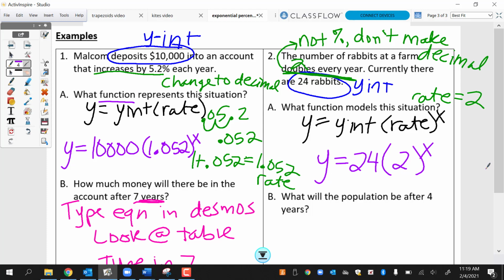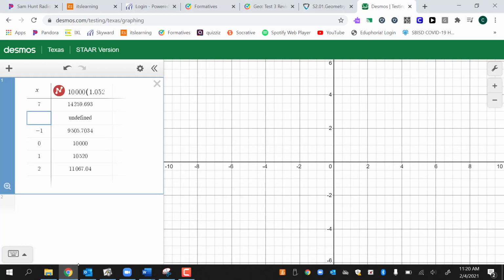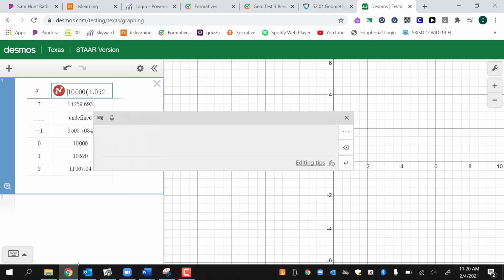Okay. So it says, what will the population be after 4 years? So I have my equation. I'm going to do the same thing I just did over here. I'm going to type the equation into Desmos. I'm going to look at the table. What number am I looking for this time? I'm looking for 4. So look at 4 in the table. And I'm just going to type it up here since I already have the table up.